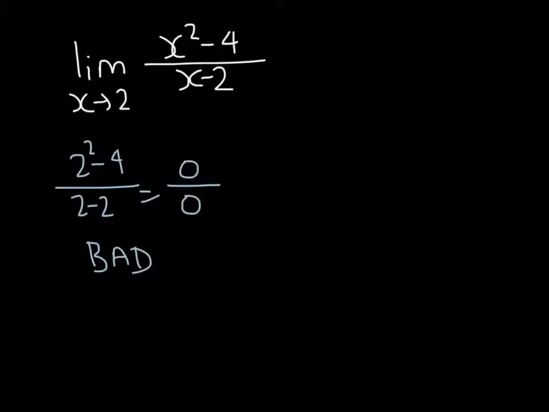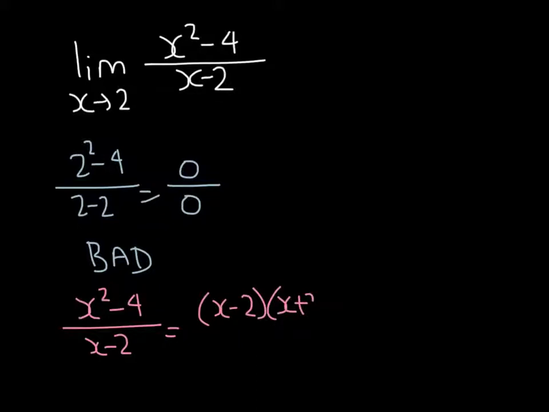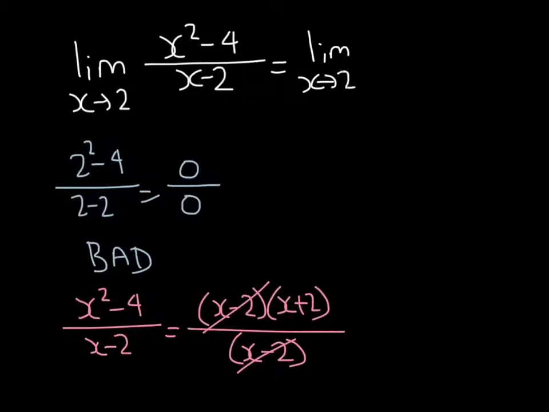We can try our factoring method. We'll take x squared minus 4 over x minus 2, then factor it. And so now we can cancel out the x minus 2 terms, and we can equate the two limits. And so now that we have it in this form, all we have to do is plug it in. So 2 plus 2 equals 4, and we've found our limit.